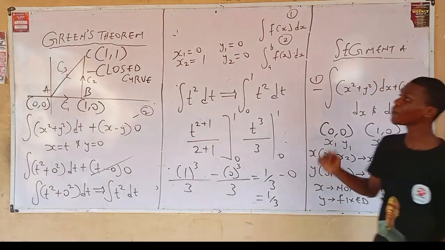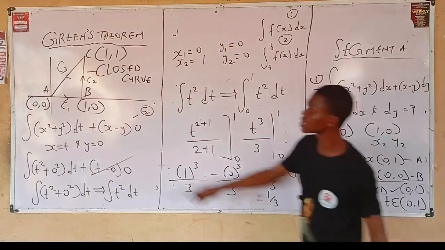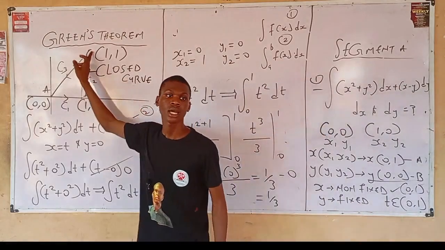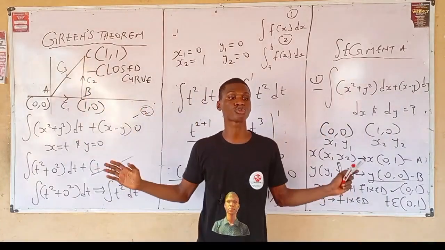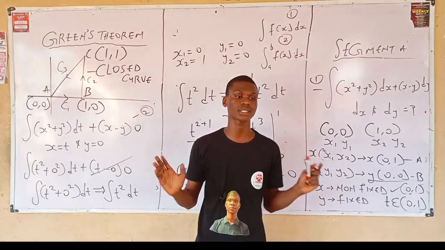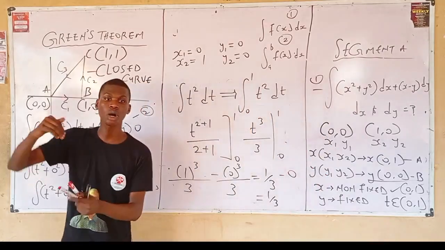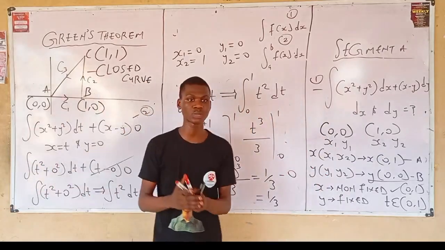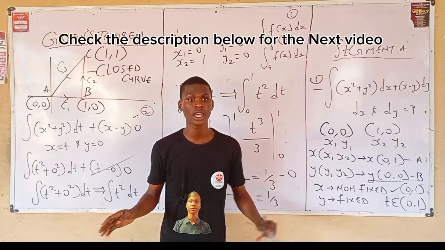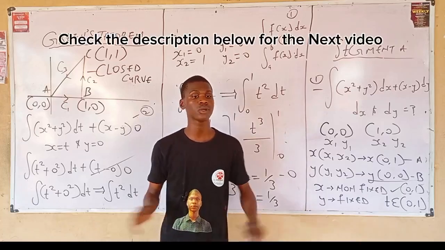Now we are going to apply this same line integral to segment B and to segment C. Then once we are done, we are going to sum up all our answers. So this answer must be the same using double integration. Once they are equal, it means this theorem is verified. If they are not equal, this theorem is not verified.